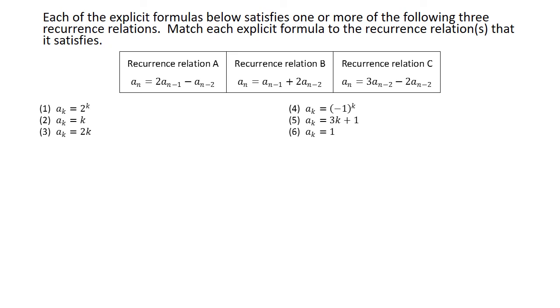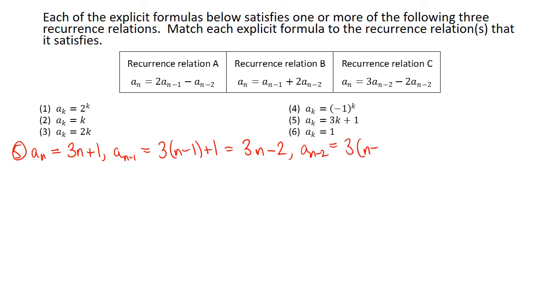Okay, let's do number 5. Again, I'm just going to check what an is. That's 3n plus 1, and then an minus 1 is going to be 3 times n minus 1 plus 1. So I can simplify that to 3n minus 2, and then an minus 2 is going to be 3n minus 2 plus 1. So that will be 3n minus 5. Now let's check A.